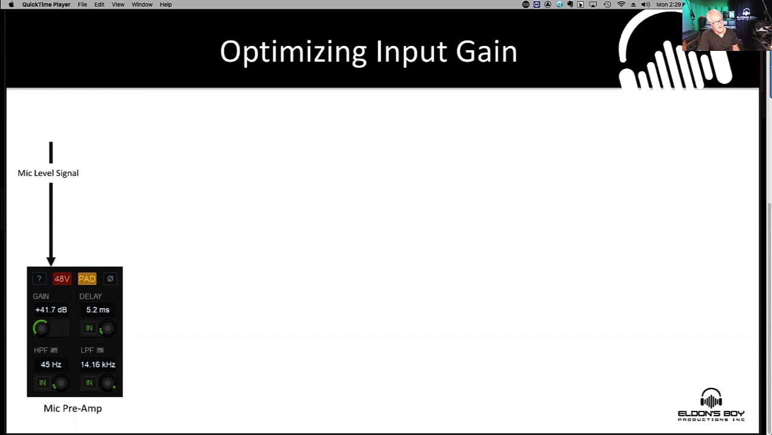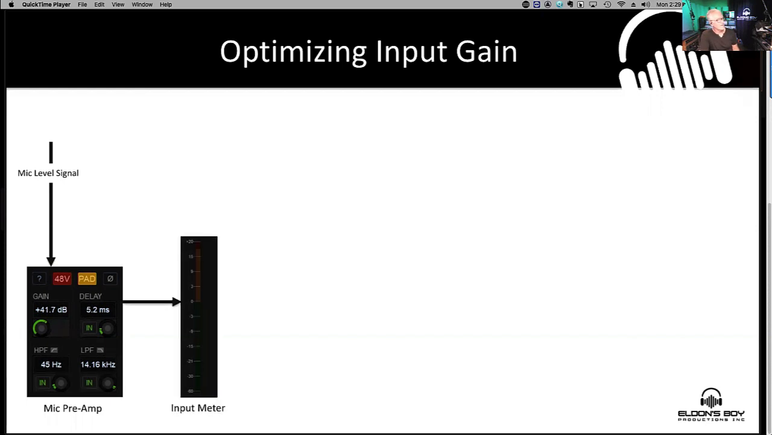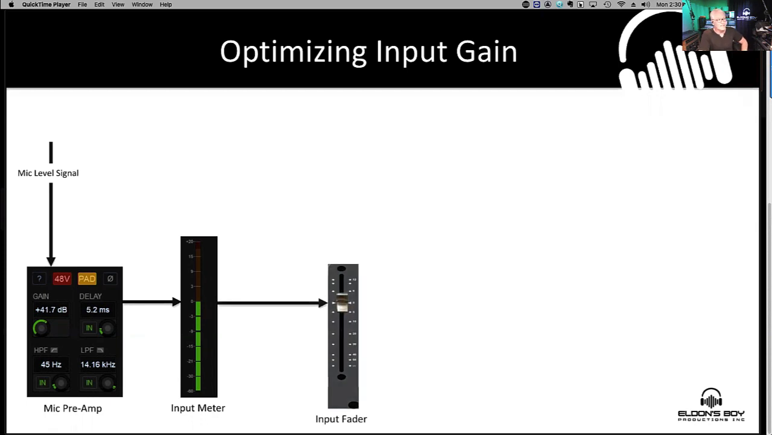All right, so we're going to create a very simple signal flow here today. We've got our mic signal coming into the preamp. We're going to go to a meter. Then we're going to take that input signal and set it to line level, RMS. That's ultimately what we want: the RMS level at line level. We're going to take it to a fader that's sitting at 0.